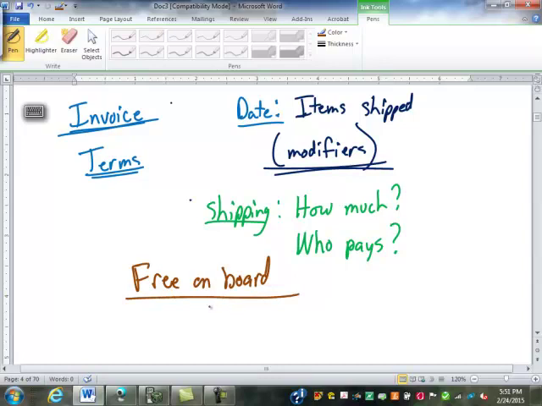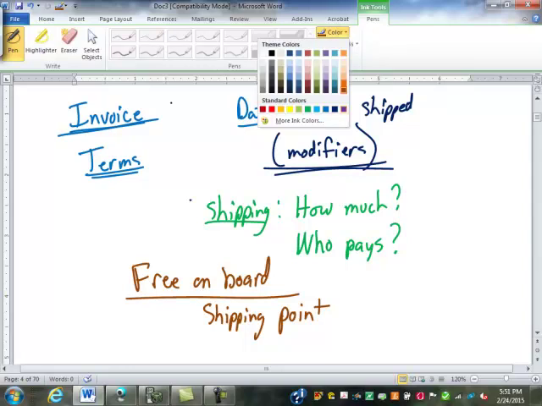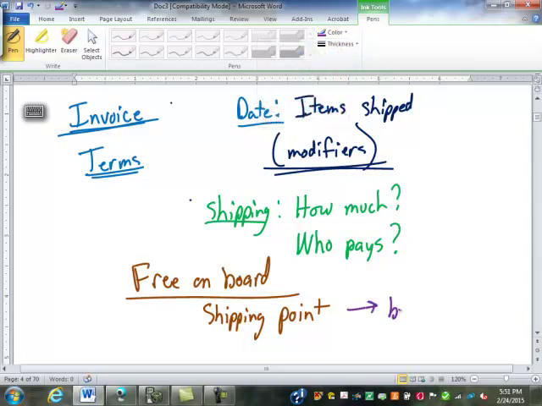If it is free on board, shipping point, well, where's the shipping point at? That's at the supplier, right? So that means it's free at the shipping point. It's free to the supplier. So that means the buyer pays.